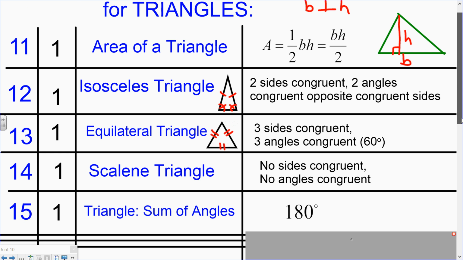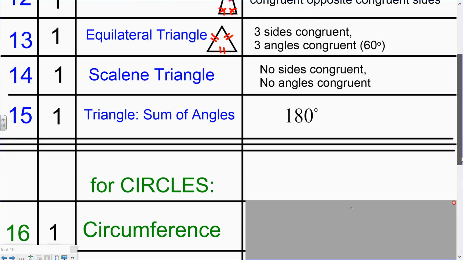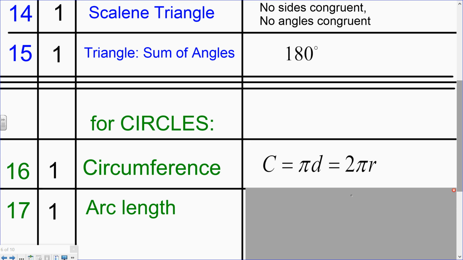Perfect. So the circumference is going to be pi times the diameter, or because a diameter is 2 times the radius, 2 pi r. So depending on whether they tell you the diameter or the radius, you'll either use pi d or 2 pi r. Or maybe they tell you what the circumference is and ask you to find the diameter or the radius. You use whichever one makes sense for the problem.